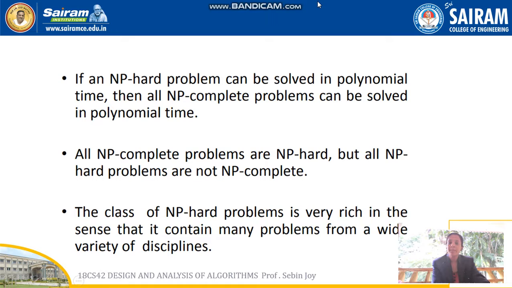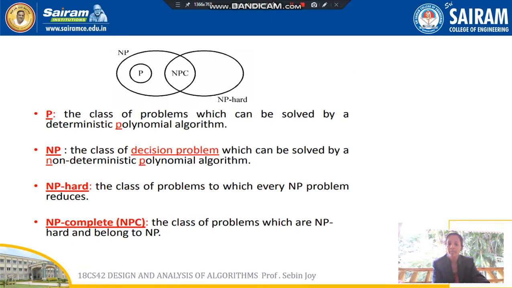Now, if an NP-hard problem can be solved in polynomial time, then all NP-complete problems can be solved in polynomial time. And all NP-complete problems are NP-hard, but all NP-hard problems are not NP-complete. These are some properties of NP-hard and NP-complete problems. The class of NP-hard problems is very rich in the sense that it contains many problems from a wide variety of disciplines. Now we will discuss: all P problems are in NP, but all NP problems are not in P.